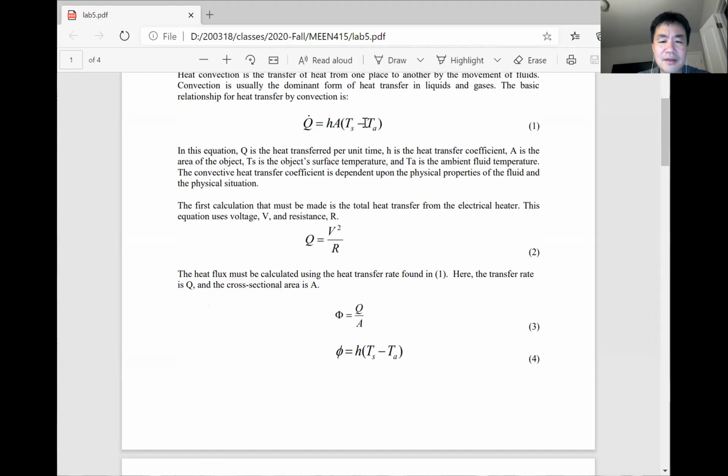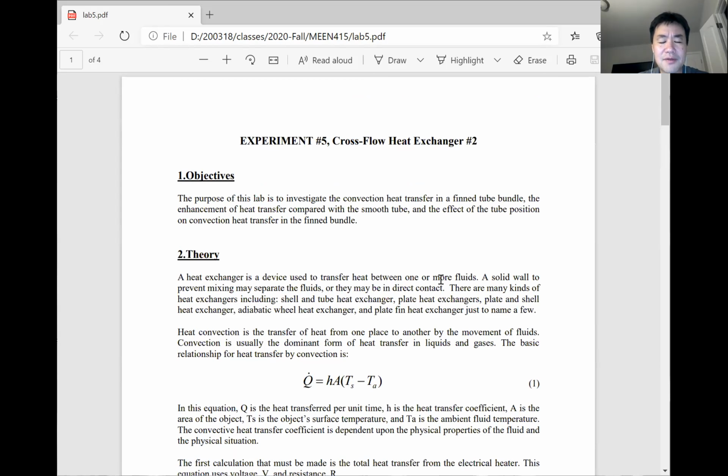Heat transfer rate is hAΔT, right? The heat transfer rate is also the same as the electrical power generated by the electrical heater, V squared over R. So heat flux is heat transfer rate divided by area, the surface area of the finned tube. This is the second level of the cross-flow heat exchanger. We're going to use the finned tube. Last time we did the smooth tube, right?